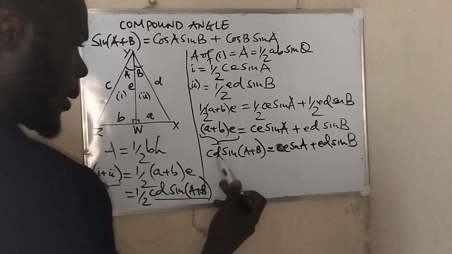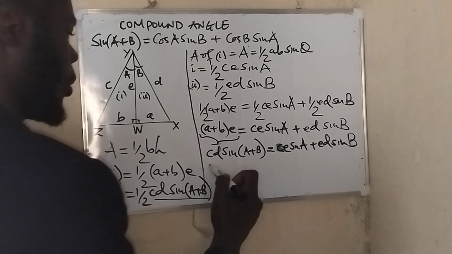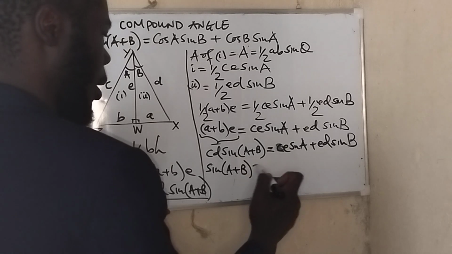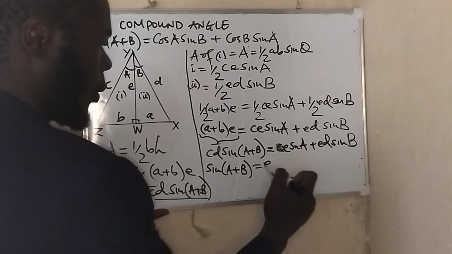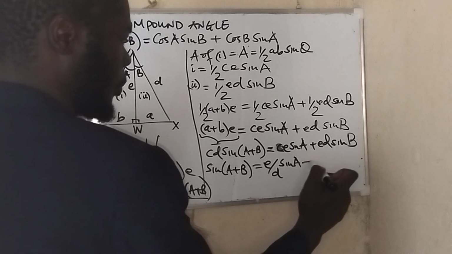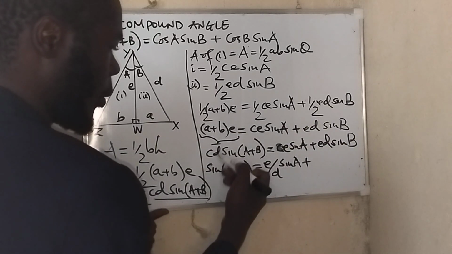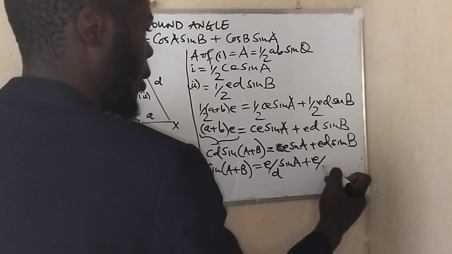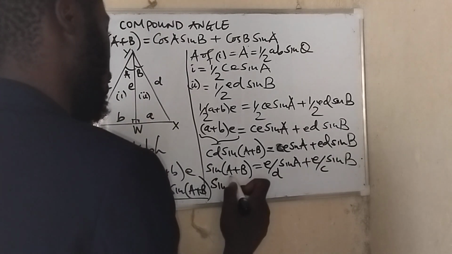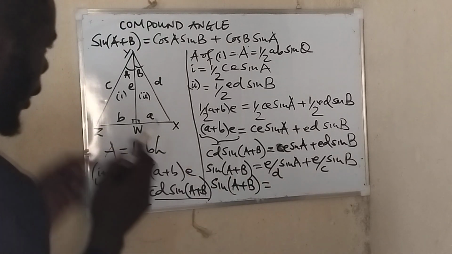If you divide by CD throughout, you realize that C and C will cancel. So you remain with sine (A plus B). C and C will cancel, so remain with E over D sine A. And dividing by CD throughout, D and D will cancel, remain with E over C sine B. So you will have sine (A plus B) is equal to E over D sine A plus E over C sine B.